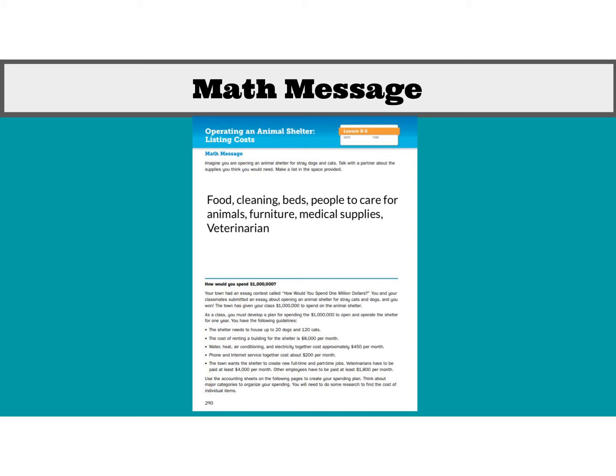So this, by all means, is not all of the things that you would need, but this just gives you an idea and gets you thinking about things that you might need. So that is the math message for today. The bottom half of this page will go with your actual lesson for today.